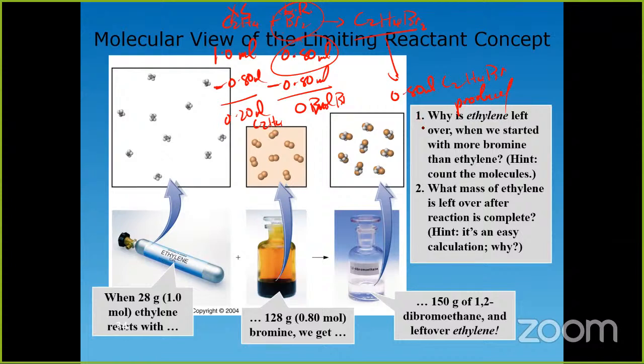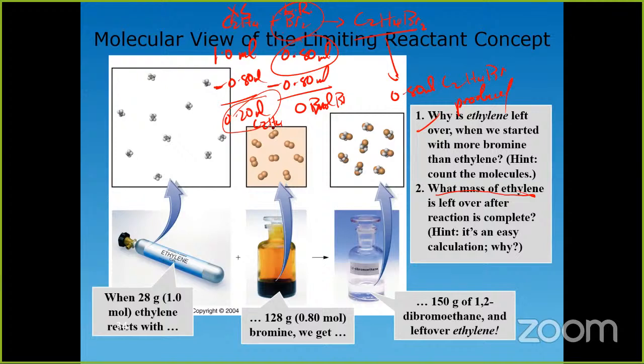So I think we answered question number 1 in the explanation here. The question is asking here, what is the mass of the ethylene that is left over? Well, that's very easy. All we have to do is multiply the 0.20 moles by the molar mass, and that will give you the mass of the excess reactant.